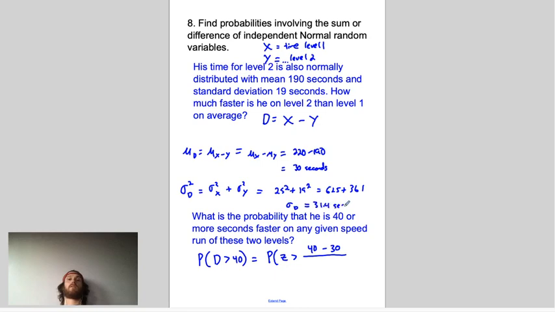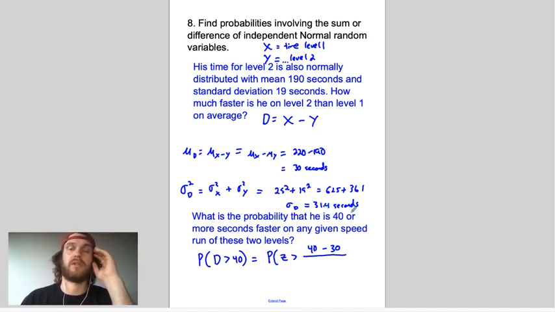31.4 seconds. And this is also a believable value because it is possible that on level 1 I complete it faster than level 2. So it's possible for the standard deviation and the mean to be close. That's where I'm pulling that from. So down here we are going to divide by 31.4.